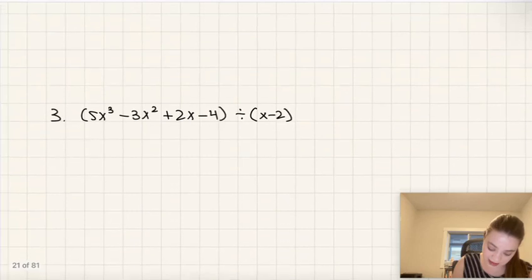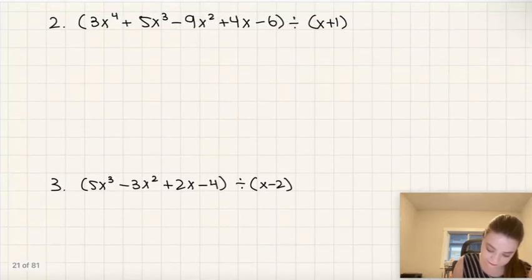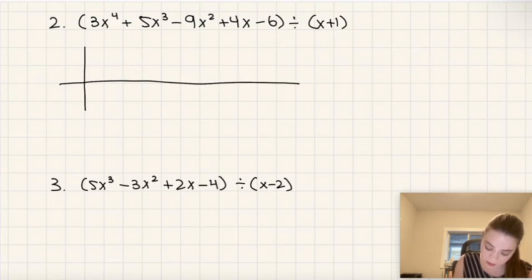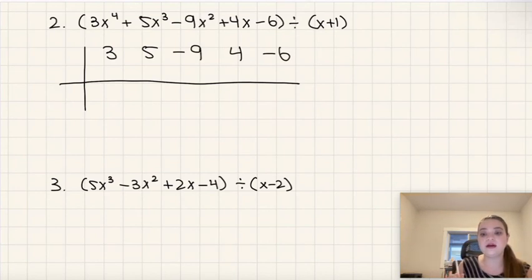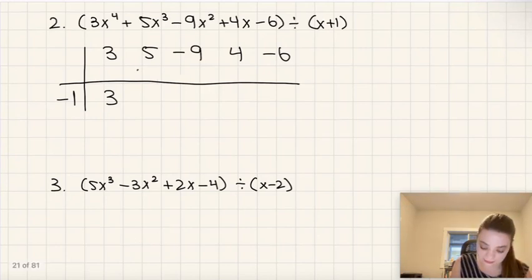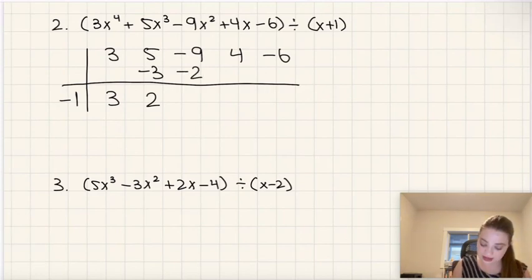All right, so here we have the coefficients once again. So we have coefficients 3, 5, -9, 4, and -6 as our constant. And then our number here is going to be -1. Okay, so first I'm going to bring down my 3, then multiply. -1 times 3 is -3. 5 plus -3 is 2. -1 times 2 is -2. -9 plus -2 is -11.